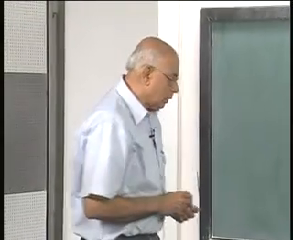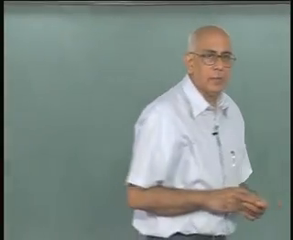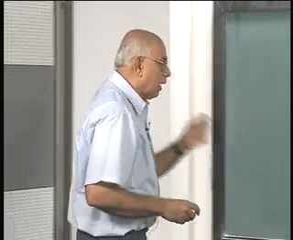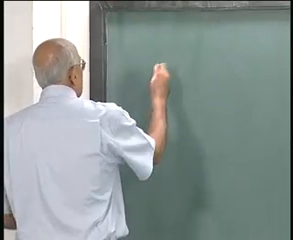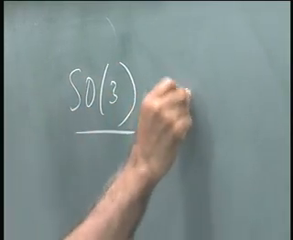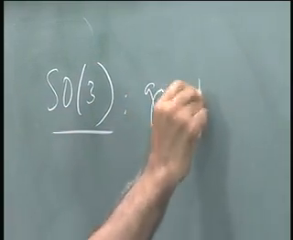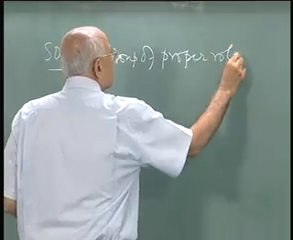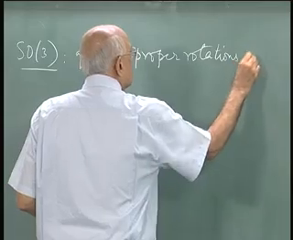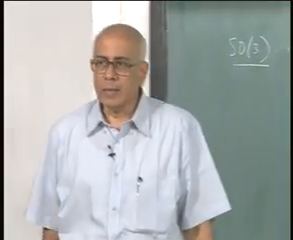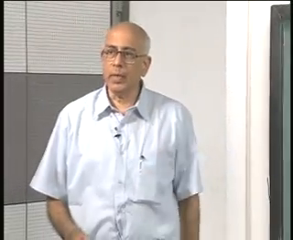Okay, so let us resume our discussion of rotations in 3-dimensional space and then go on to understand what the rotation group in 3 dimensions looks like. So our immediate target is to find out the parameter space of the special orthogonal group, the group of proper rotations in 3 dimensions.